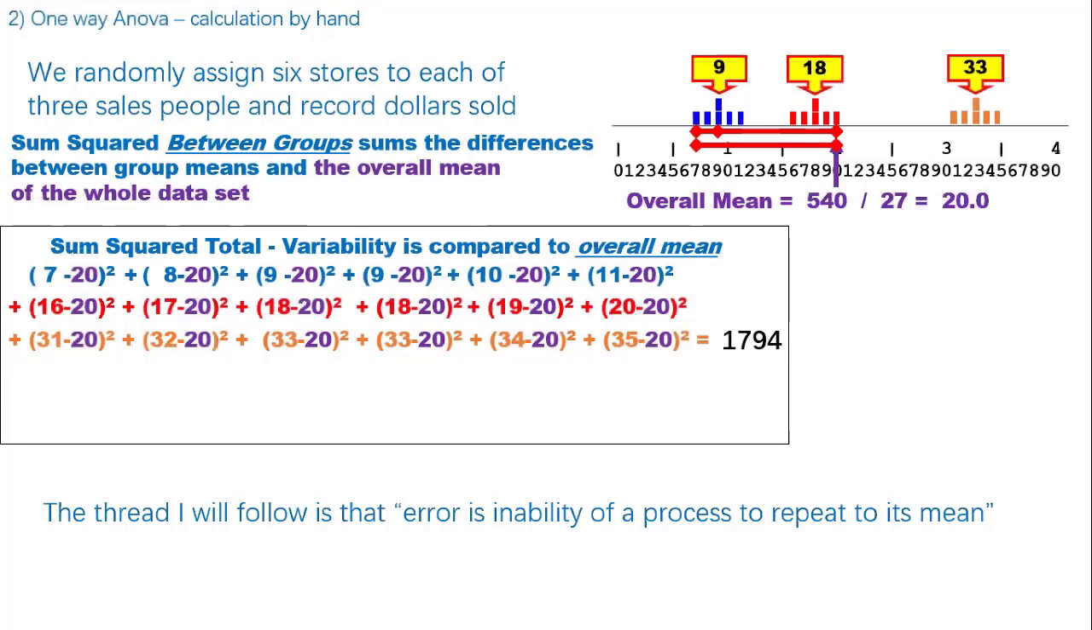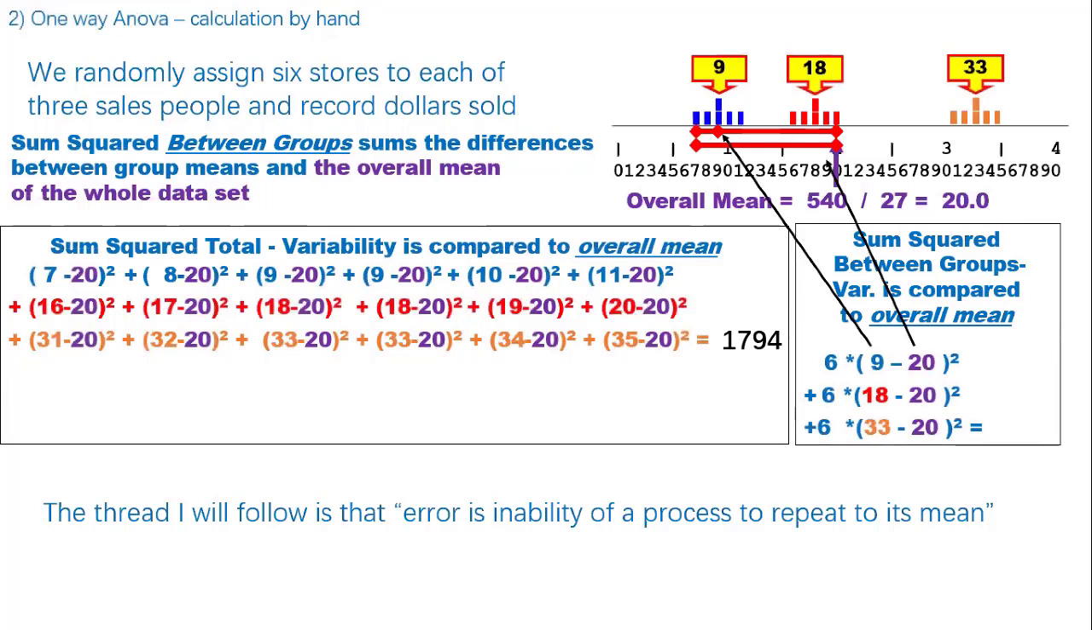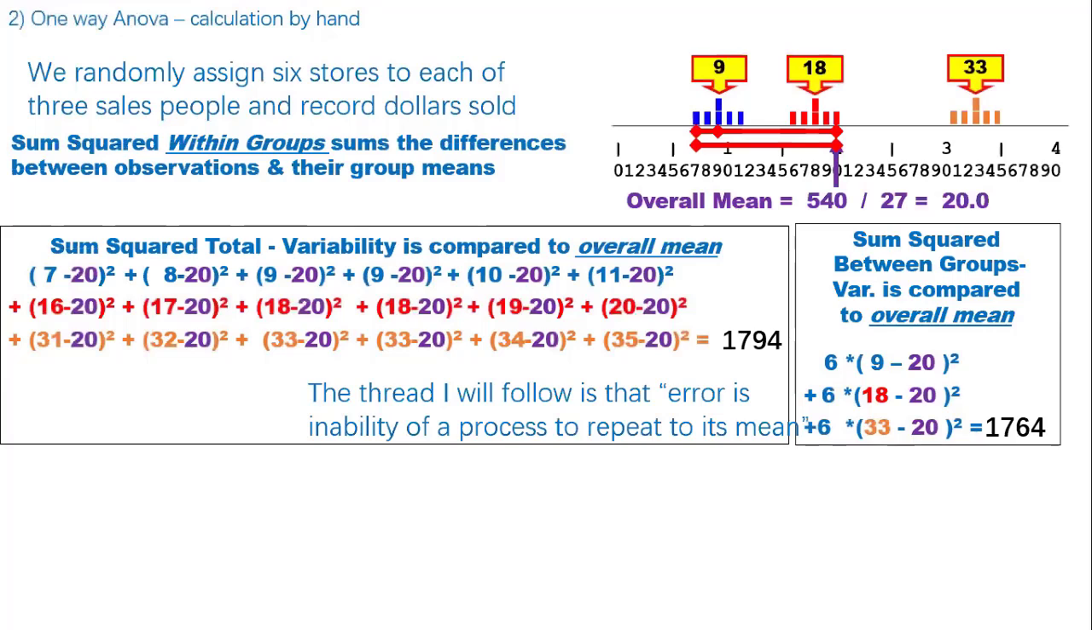And the thread I will follow is that arrow, the inability of a process to repeat to its mean. Sum of squares between groups sums the difference between group means and the overall mean of the whole data set. Sum of squares between groups variability is compared to the overall mean. This is our formula. 9 is the group mean for the first group and 20 is the overall mean. The sum of them equals 1,764.